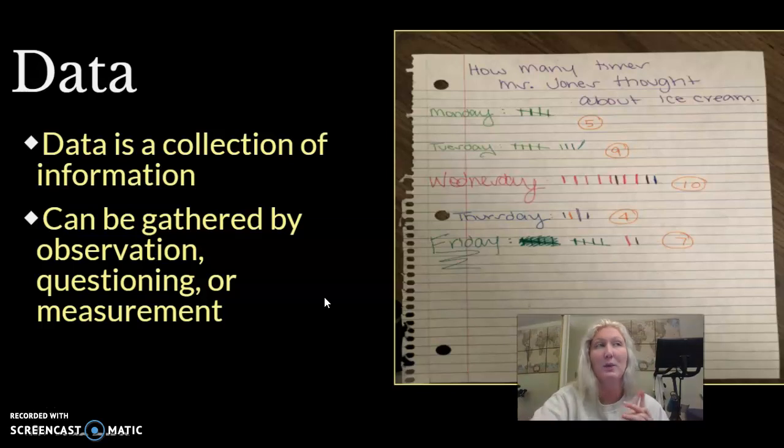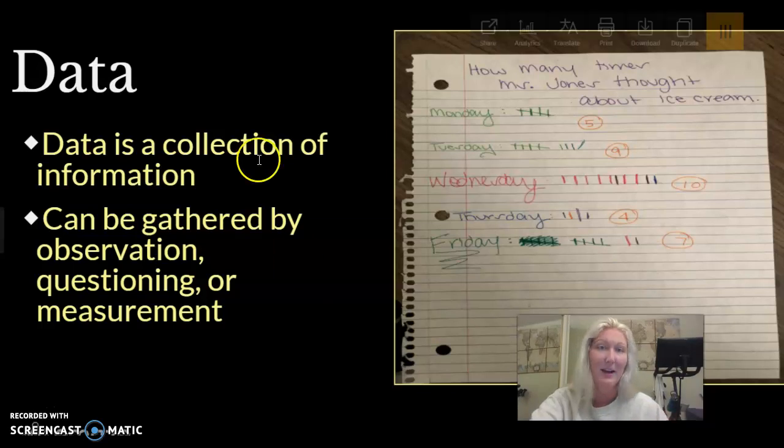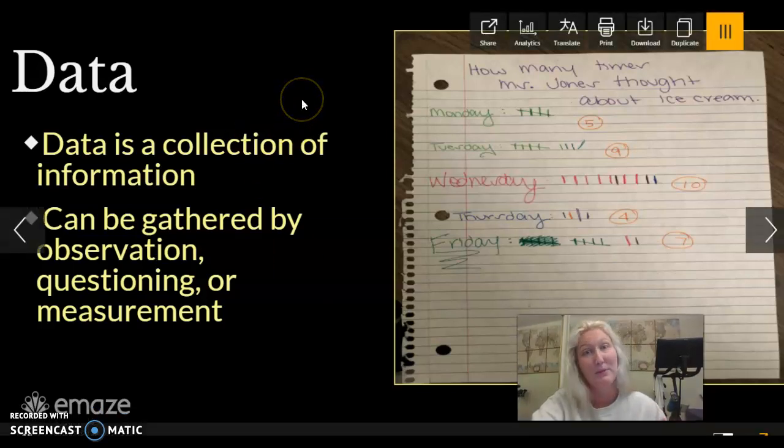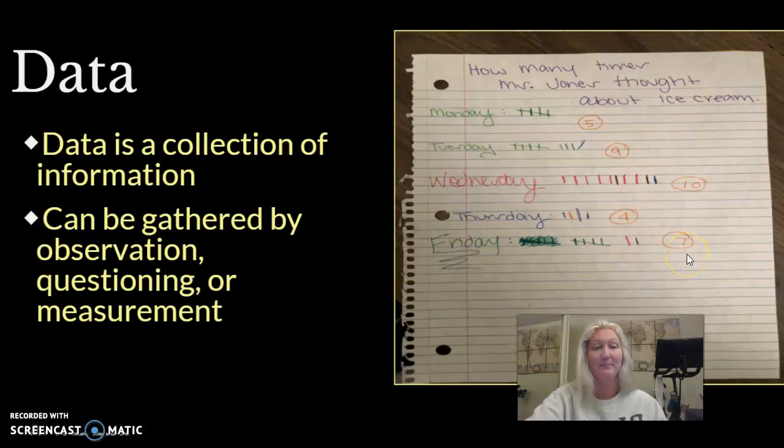okay? So I knew that we were going to be doing this week. So last week, I took some data of my own. I observed how many times I thought about ice cream through Monday through Friday, okay? So you can see my totals listed above. Monday, 5 times, Tuesday, 9 times, Wednesday, 10 times, Thursday, 4 times, Friday, 7 times.